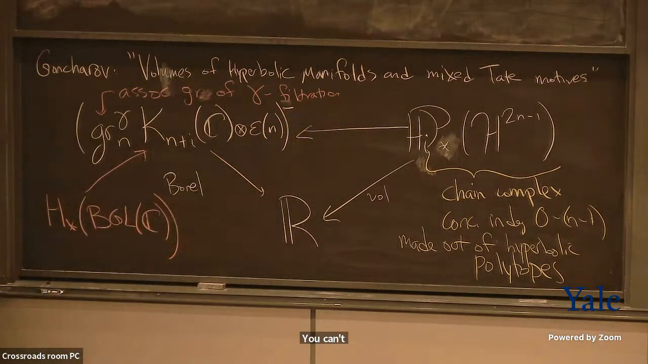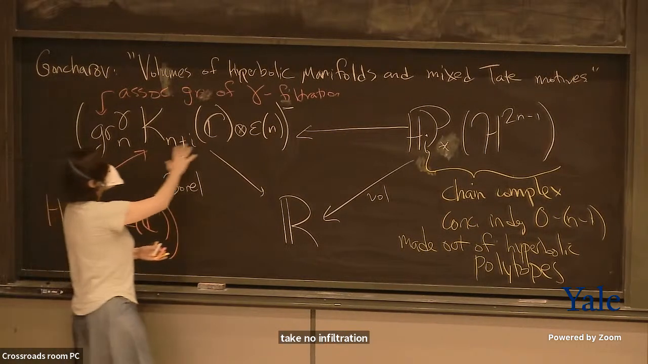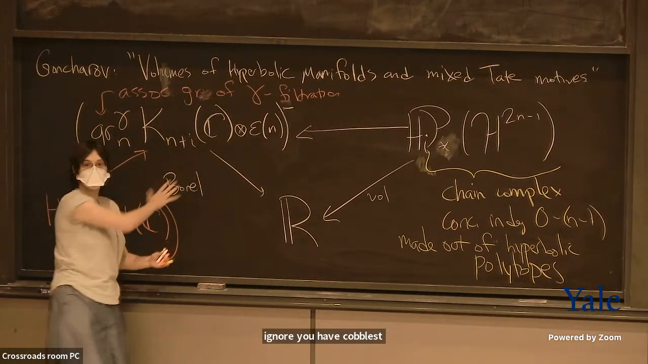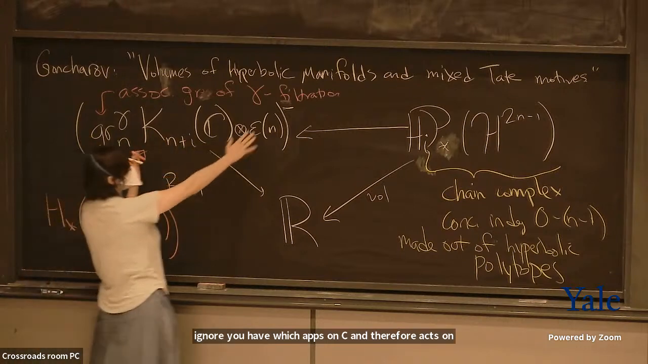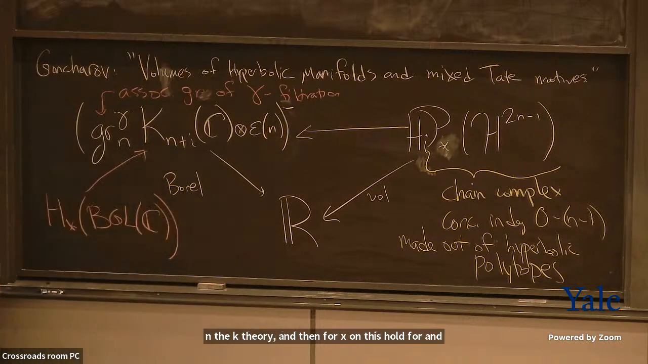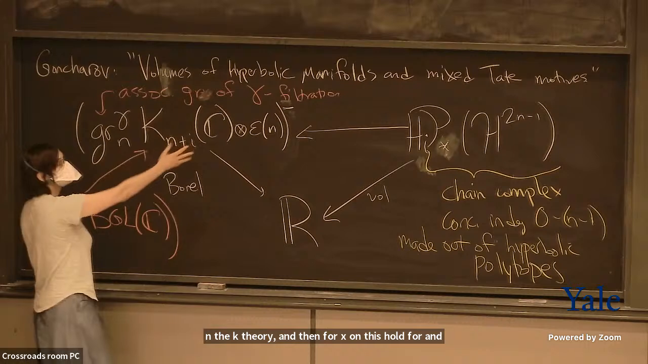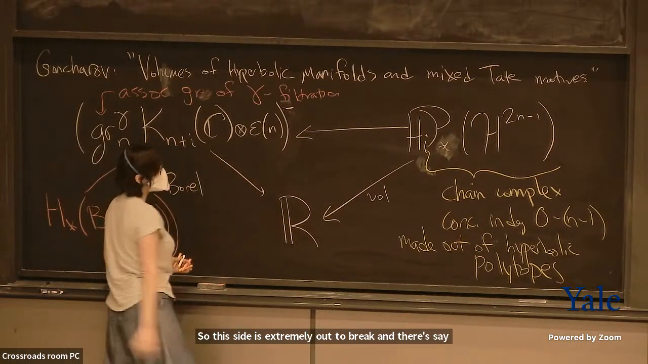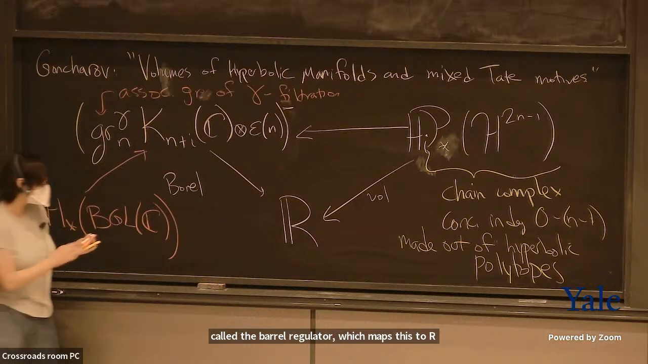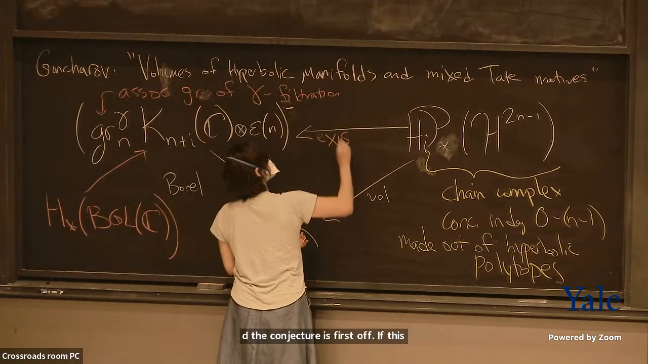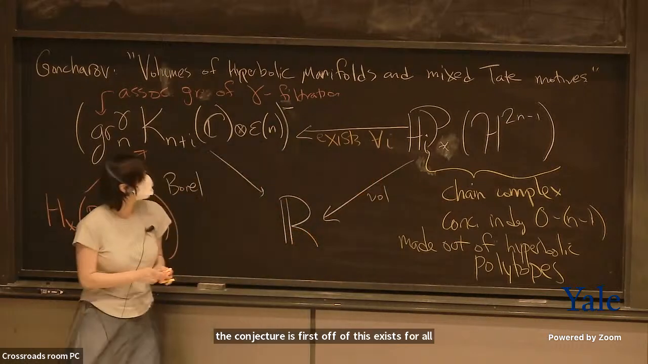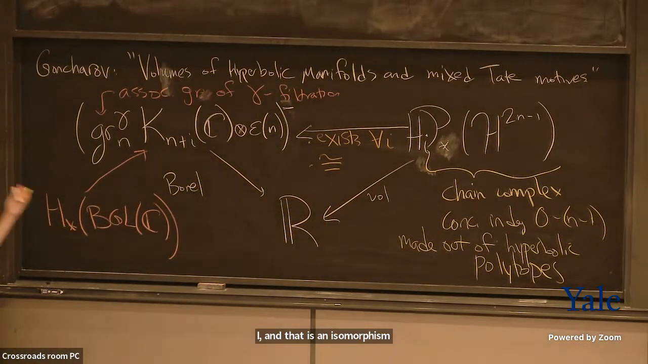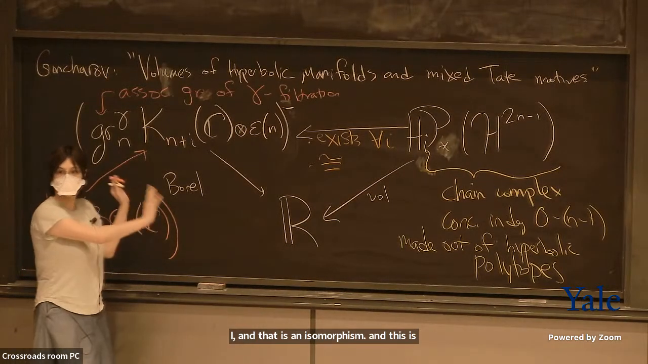So there's a particular filtration on K-theory. It's defined very algebraically. And this is just a twisting factor that I'm going to ignore. You have complex conjugation, which acts on C and therefore acts on the K-theory, and therefore acts on this whole part. And we're taking the negative one eigenspace of that action. So this side is extremely algebraic. And there's a thing called the Borel regulator, which maps this to R. And the conjecture is, first off, that this exists for all i, and that it's an isomorphism.